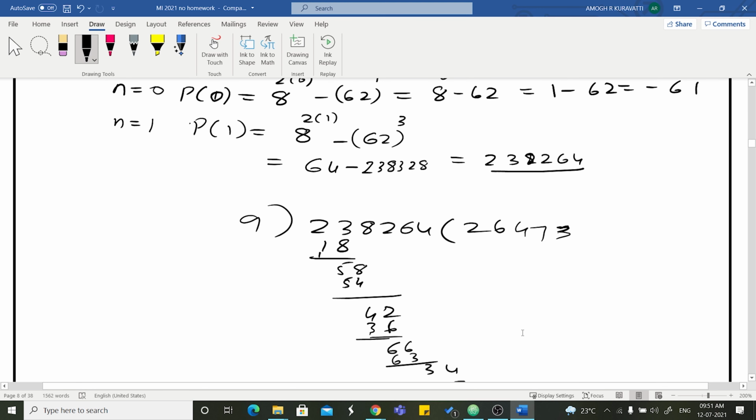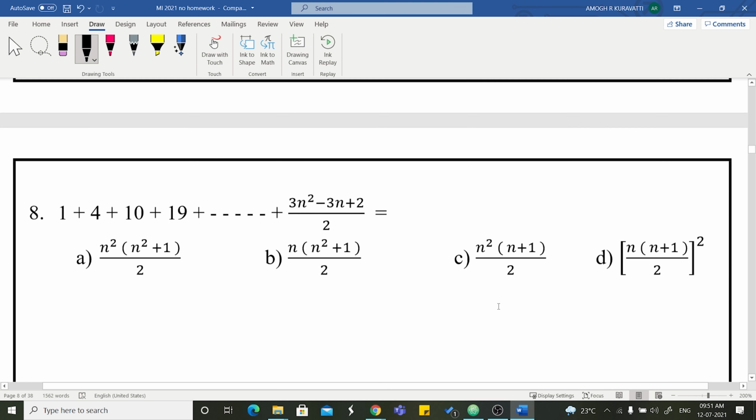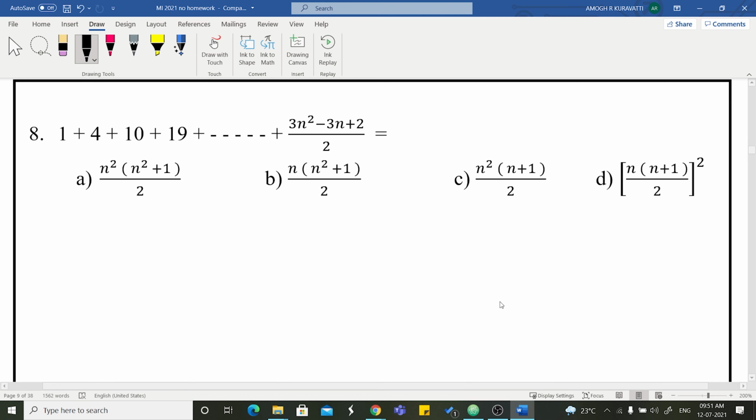Go for next one. Problem number 8. 1 plus 4 plus 10 plus 19 plus and so on, 3n square minus 3n plus 2 by 2. What it means is to find the sum of all terms of the series.